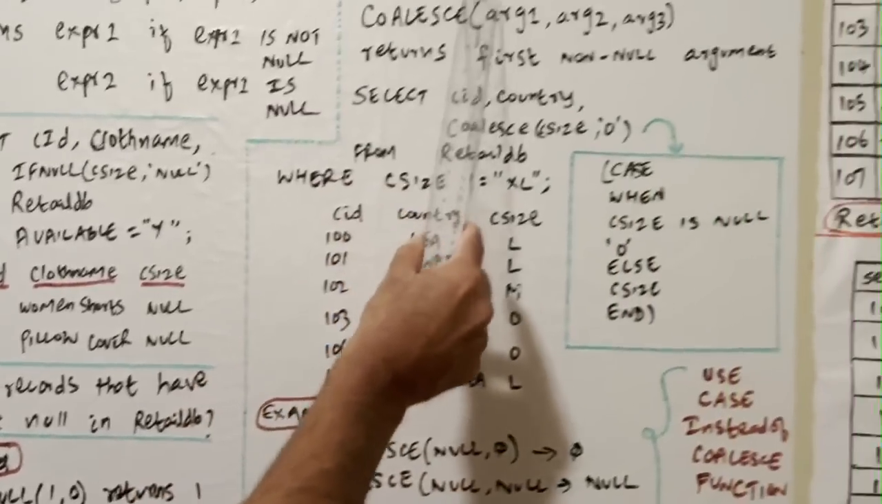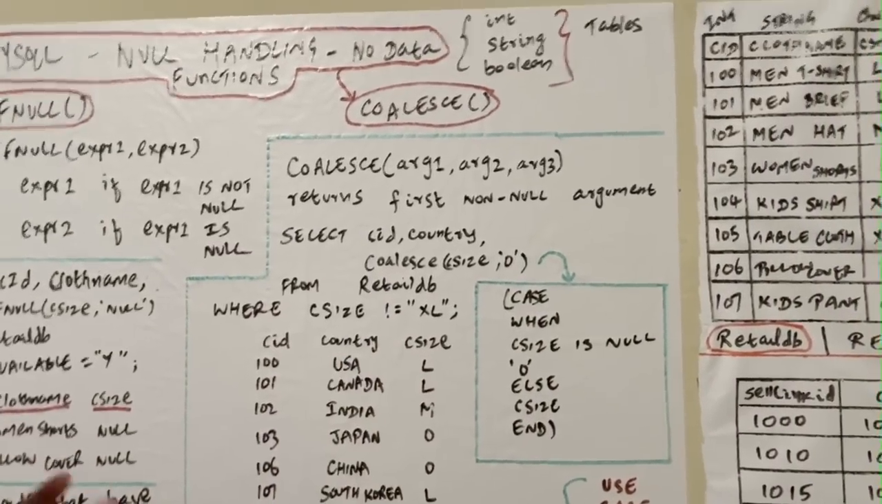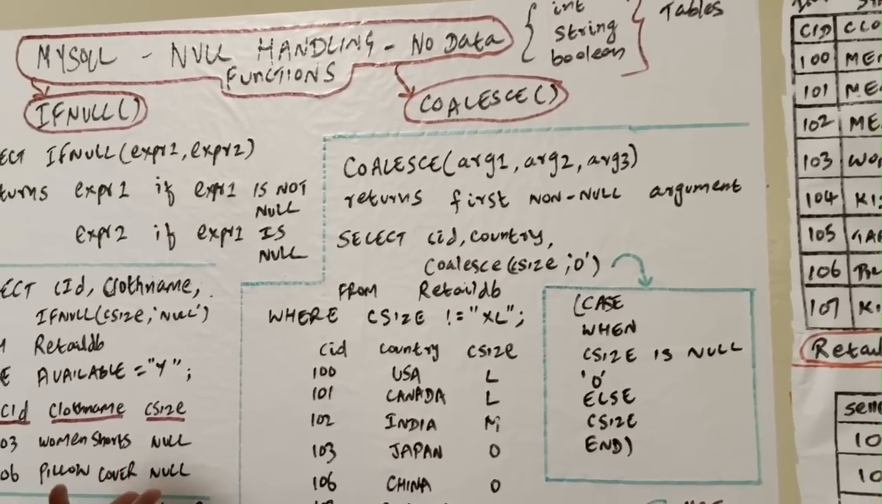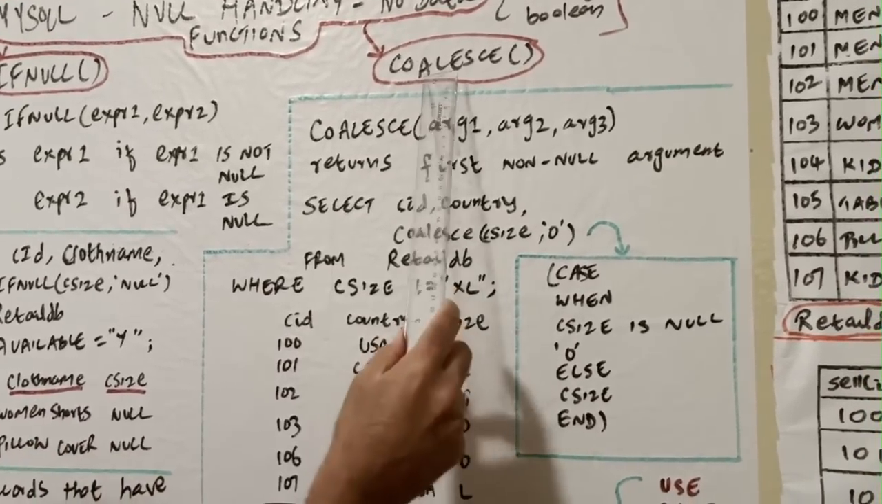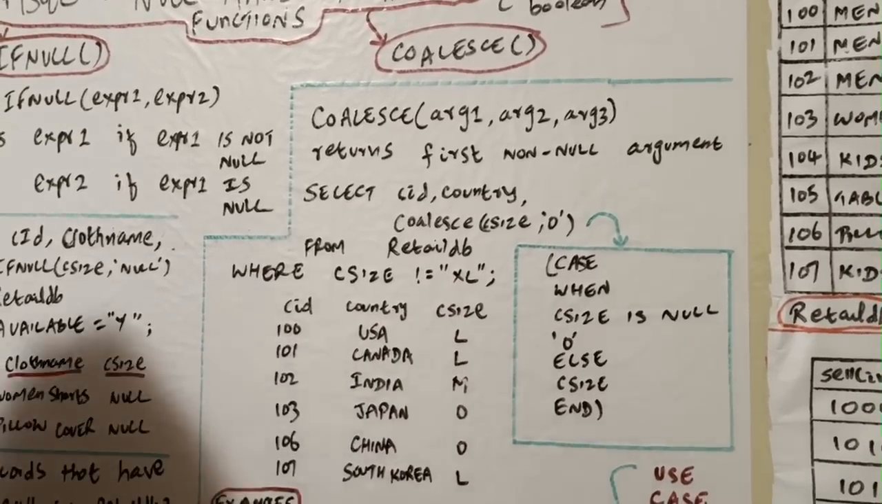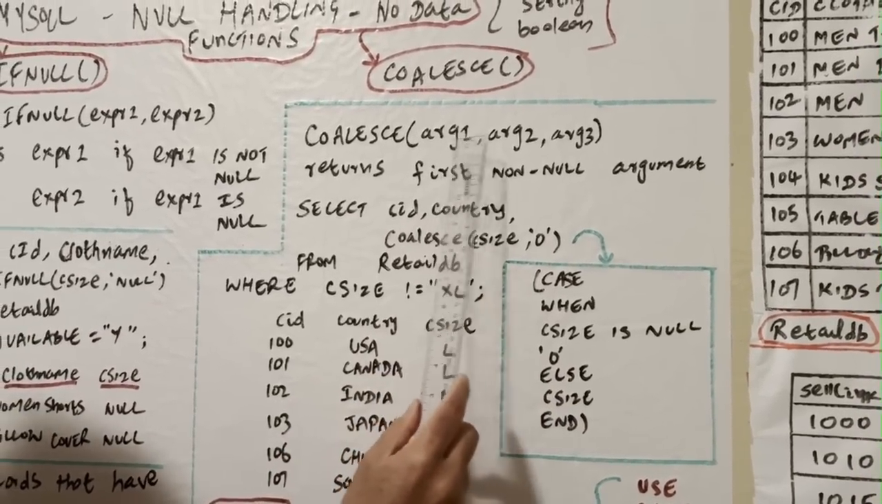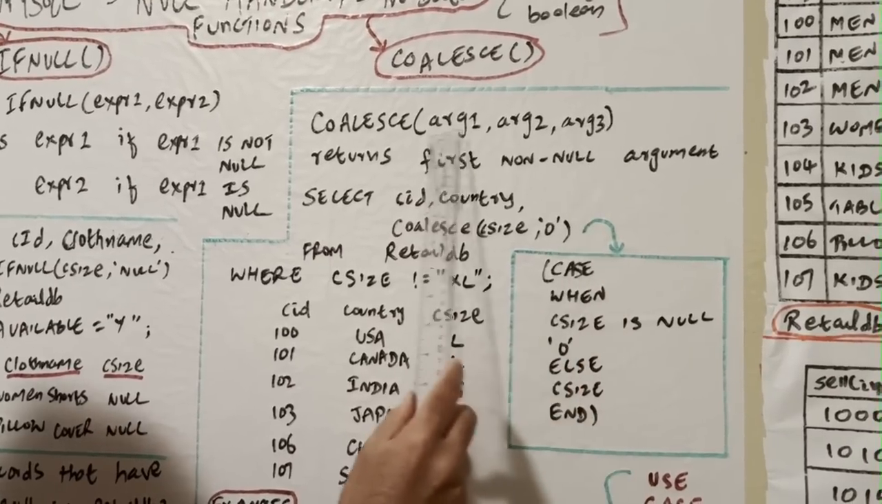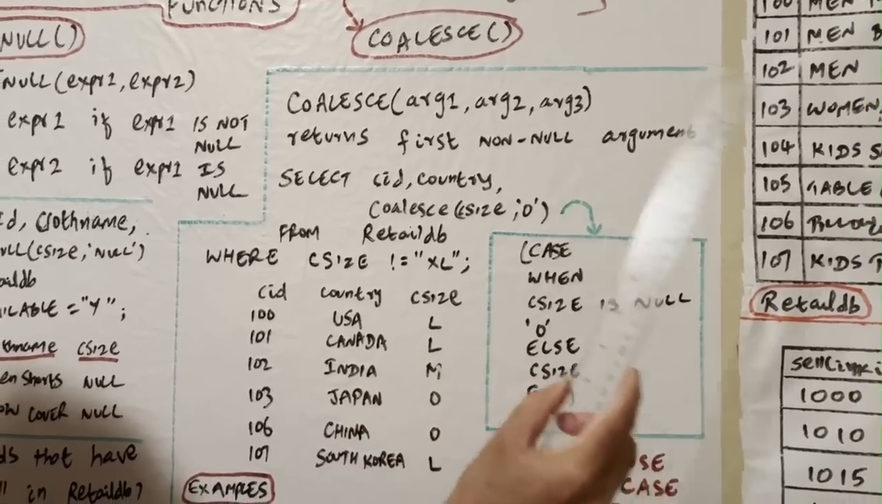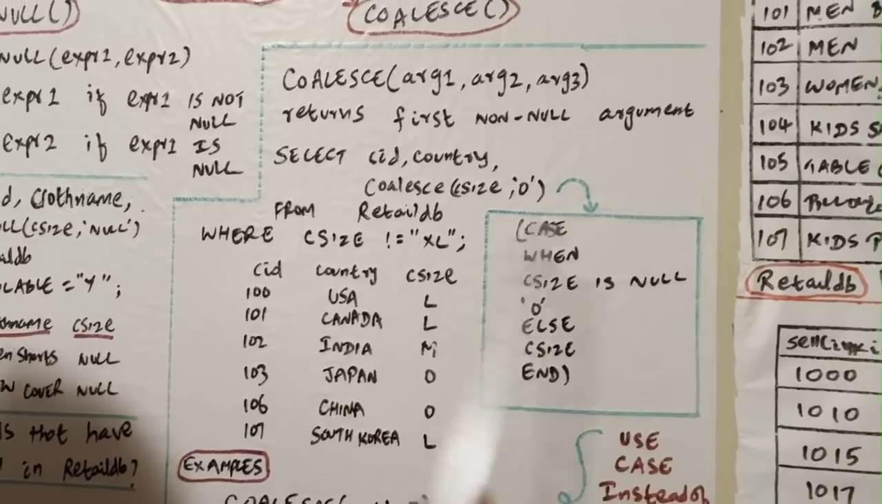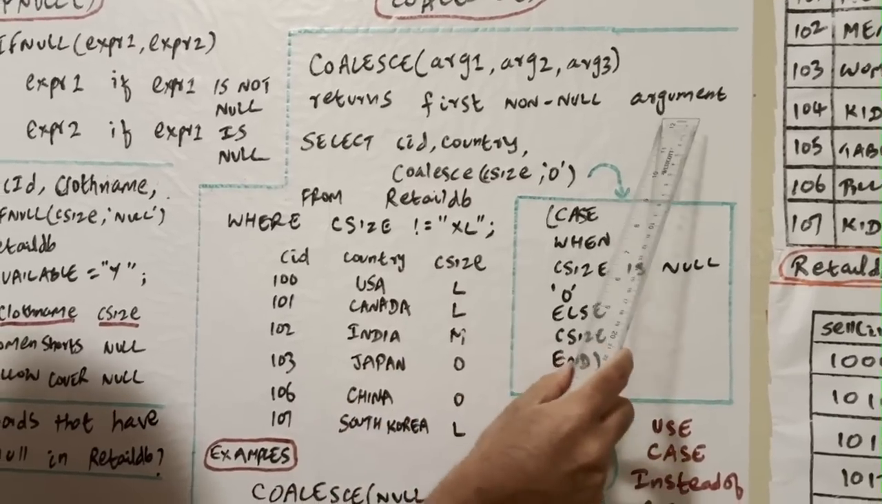Okay, let's talk about another function. What to do if it is null? Can we substitute another value? Yes. That's where this function comes in handy in MySQL: the COALESCE function. COALESCE(argument 1, argument 2, argument 3). You can check any number of columns. If it is null, do something about it. It returns the first non-null argument.